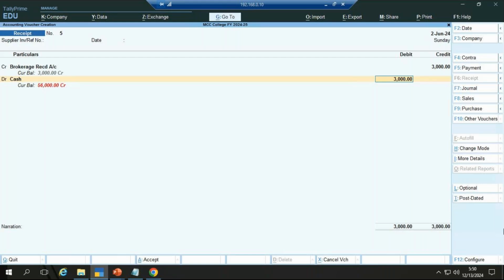So these are your receipt vouchers. I don't think you have any query regarding any of the transactions. Fine then. So I have to wait or we'll continue. Fine then. I'll just save with this. Control A.